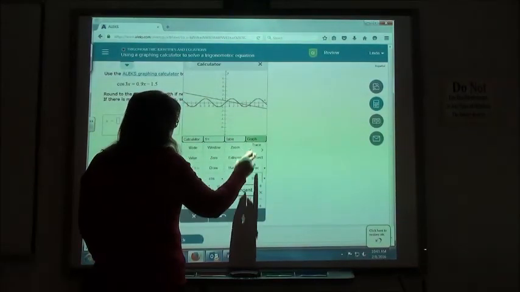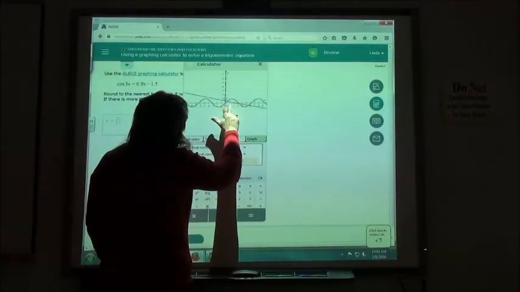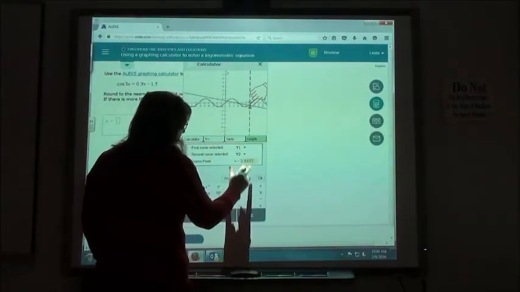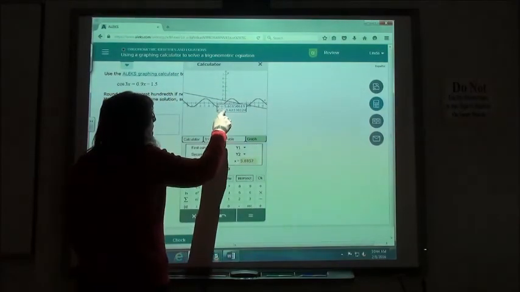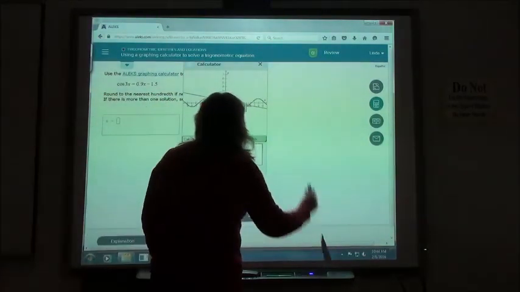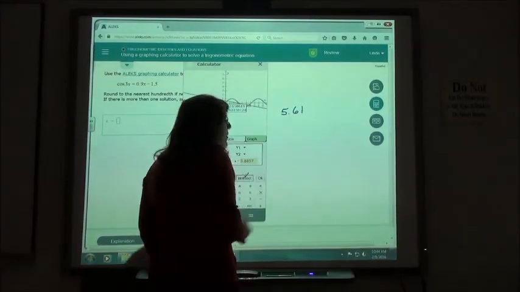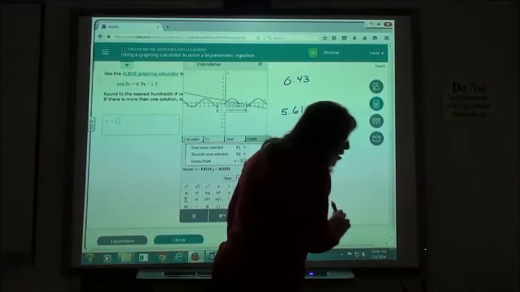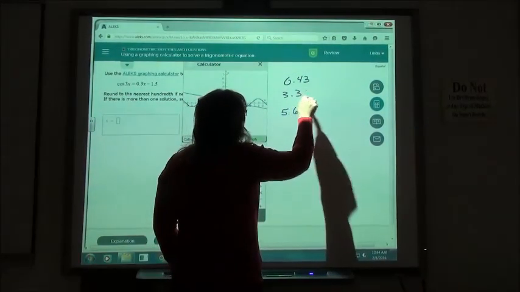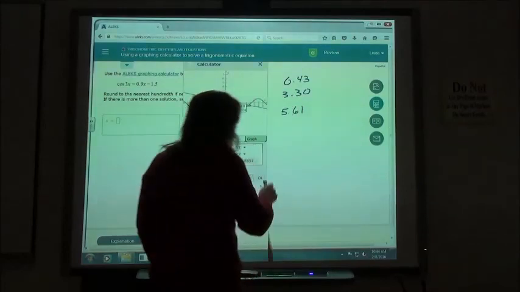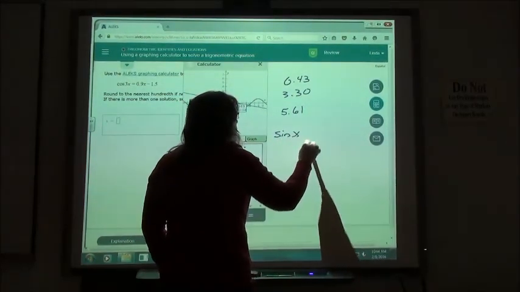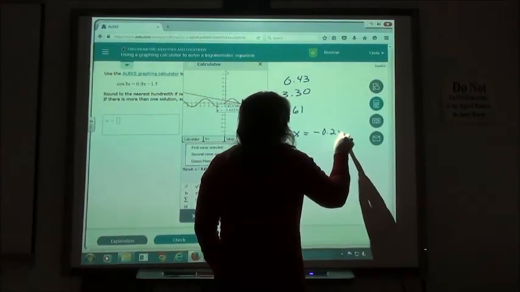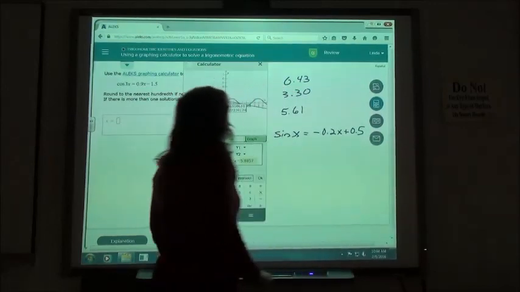Hit intersect again, pull it all the way over to the third one, or at least close to the third one. Hit intersect, and it pops on there, 5.611. So 5.61 would be our third intersection. So again, our first one was 0.43, our second one was 3.30, our third one's 5.61. And that was for the equation on number 3, sine of x equals negative 0.2x plus 0.5.